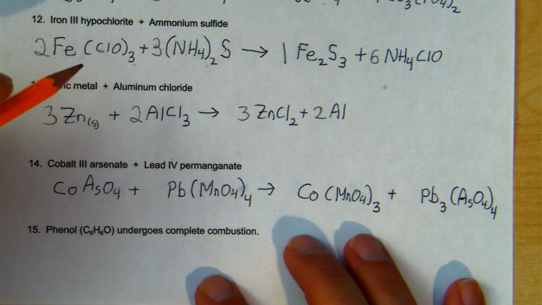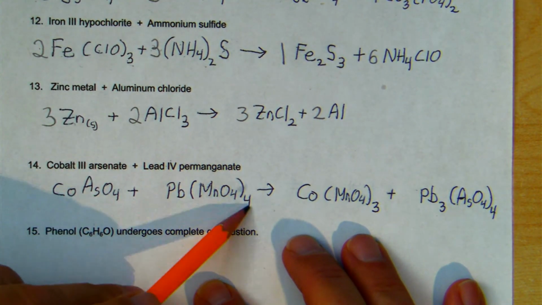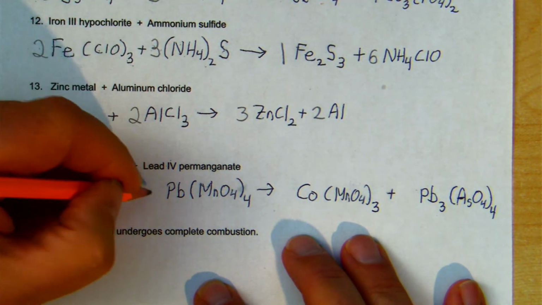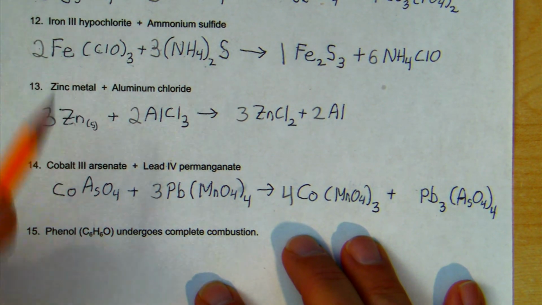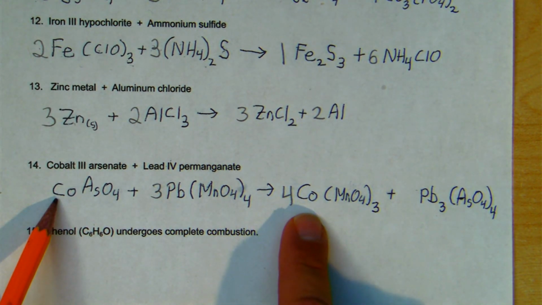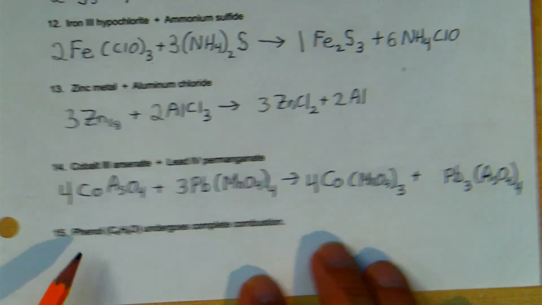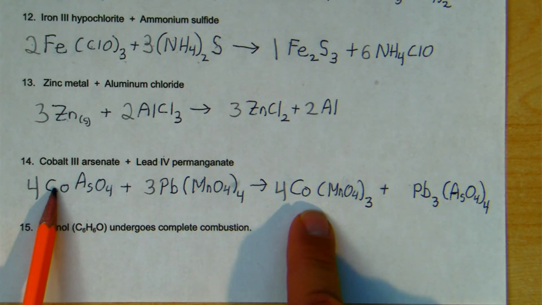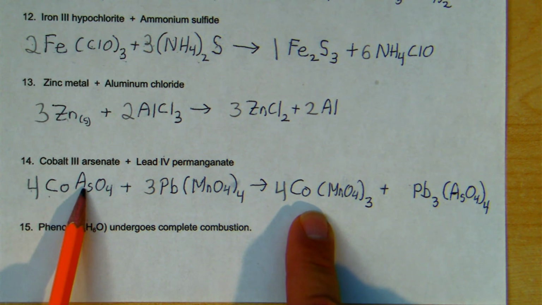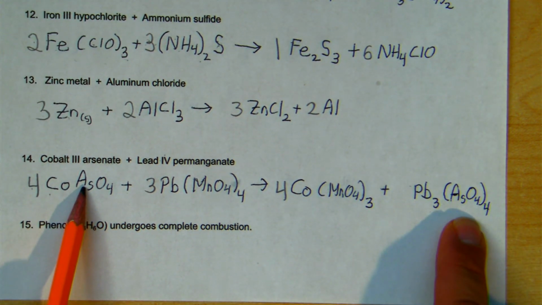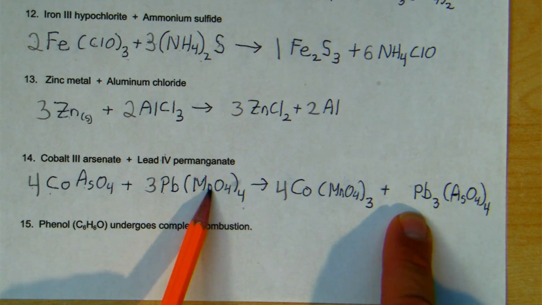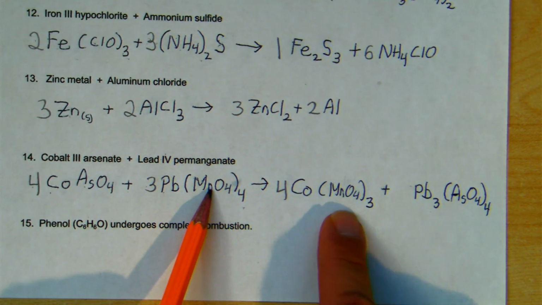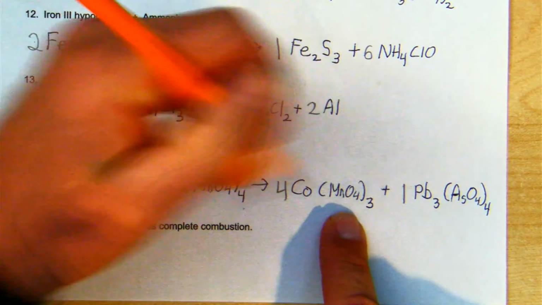And now to balance it, I would try, since I have a 4 here and a 3 there, how about if I try a 3 here and a 4 there, and then go up from there. So I have 1 cobalt on the left, 4 on the right, so let's bump this up to 4. Now I have 4 cobalts on the left, 4 cobalts on the right, 4 arsenates on the left. I have 4 arsenates on the right. I have 3 leads on the left. I have 3 leads on the right. I have 12 permanganates on the left. I have 12 permanganates on the right. This is now a balanced chemical reaction.